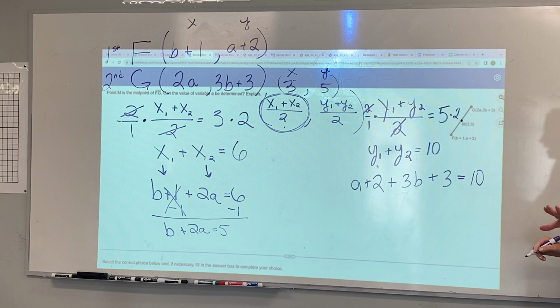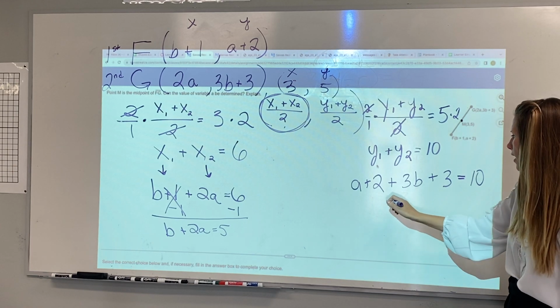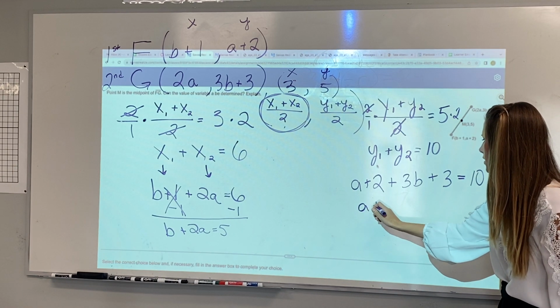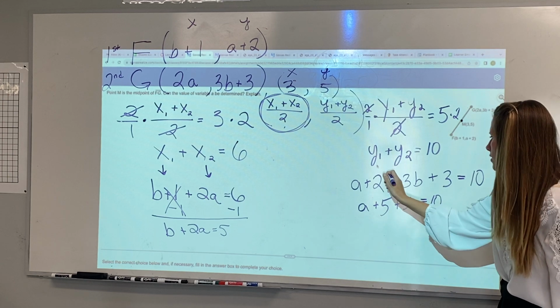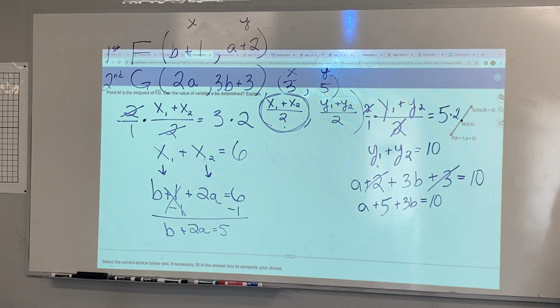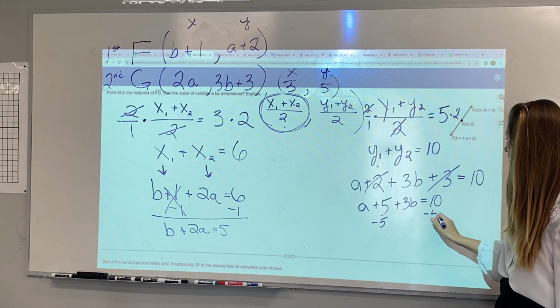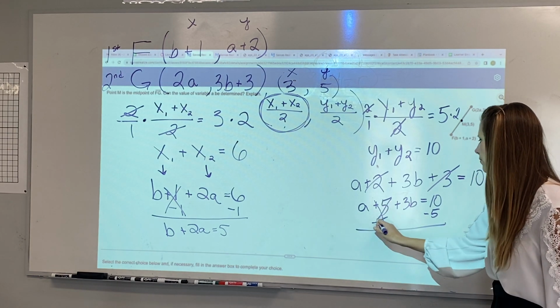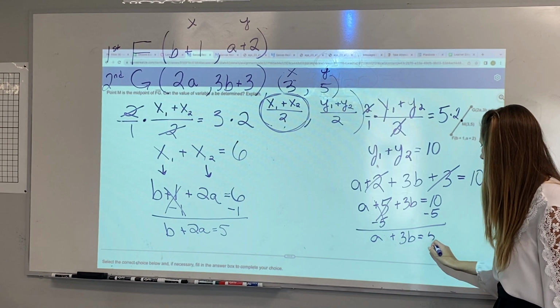What do you want to subtract here? The 2 and 3, yes. So what I'm going to do first is combine them, because I can just add these together. 2 and 3 is 5, right? So I'm going to rewrite this. I'm going to say a plus 5 plus 3b equals 10, because I just combined these terms. Now I can subtract just one number, the 5. Now I have a plus 3b equals 5.